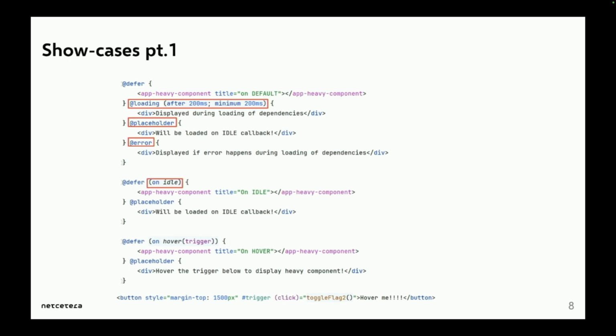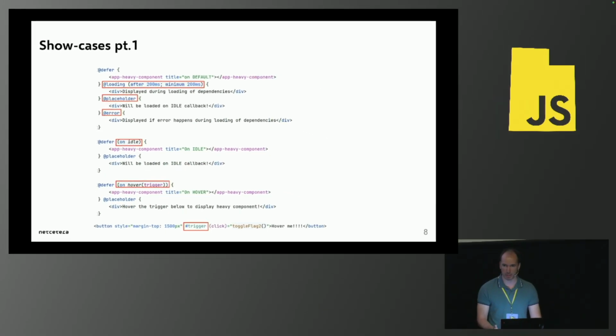Now, this defer has a couple of triggers, so you can really fine-grain control when things get rendered. The default one is on idle, so whenever the browser requests idle callback, it will start displaying it. There is also this on hover, and you can optionally provide a trigger. So if you just say on hover, this would mean that when you hover on the component in the DOM, then this will start to get loaded and rendered. But if you put a trigger, then here in this case, I have deliberately put this like 1500 pixels above. This means that when you scroll to this and then you hover on this button, then the block above will start to load.